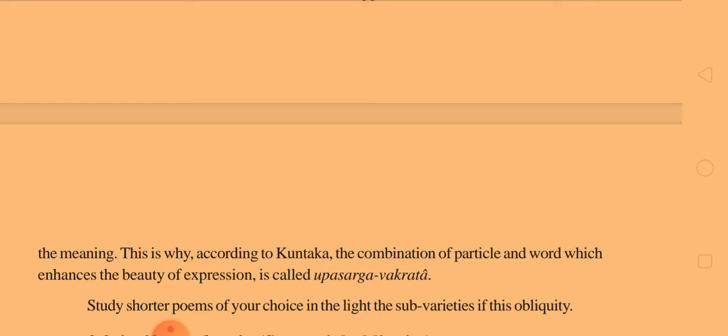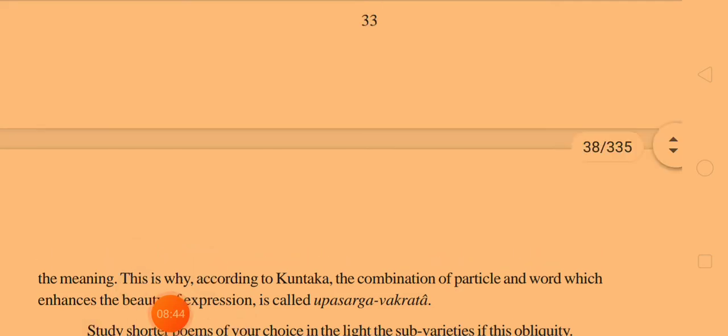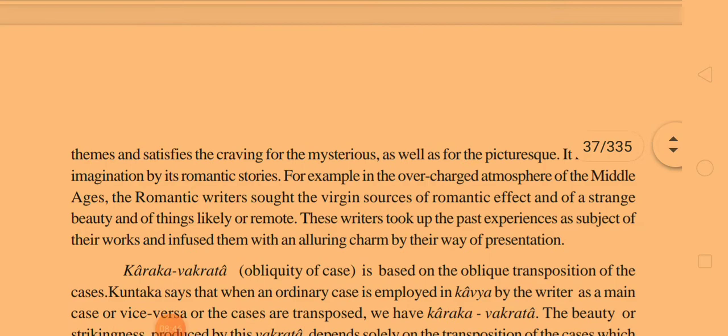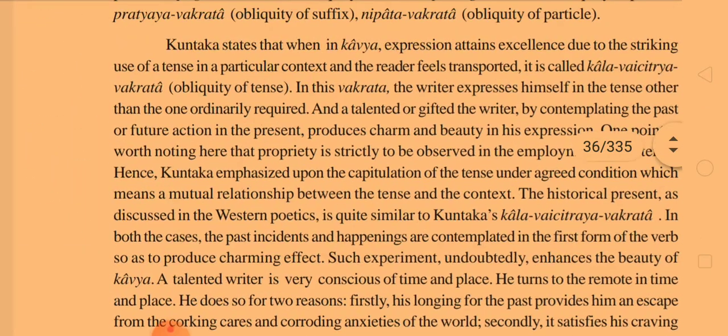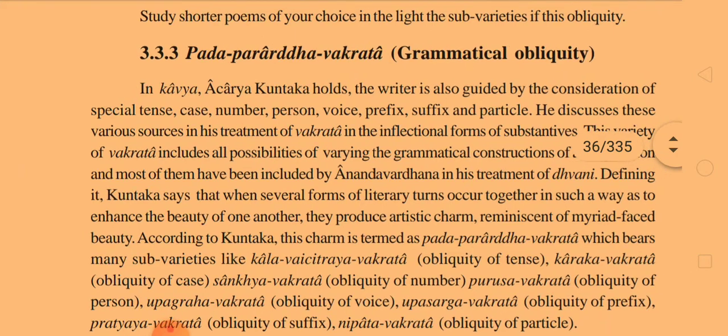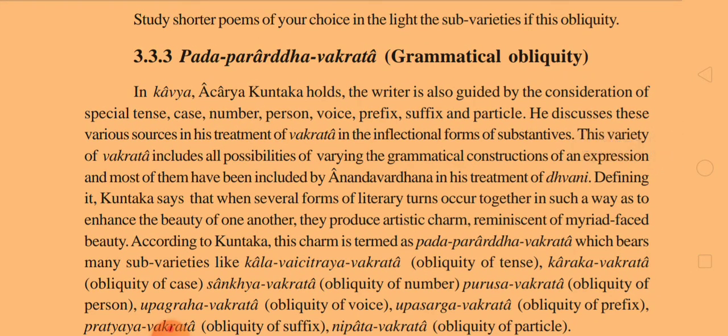So, to understand these subvarieties of obliquity, Kuntaka suggests to study shorter poems of your choice. So, this is the third kind of vakrokti, that is the Pada Paradha Vakrata, the grammatical obliquity. The first one is phonetic obliquity that relates with the sound of the poem. Second is lexical obliquity that relates with the choice of words, and the third is grammatical obliquity which relates with the tense, case, number, person, voice, prefix, suffix, particle, etc.